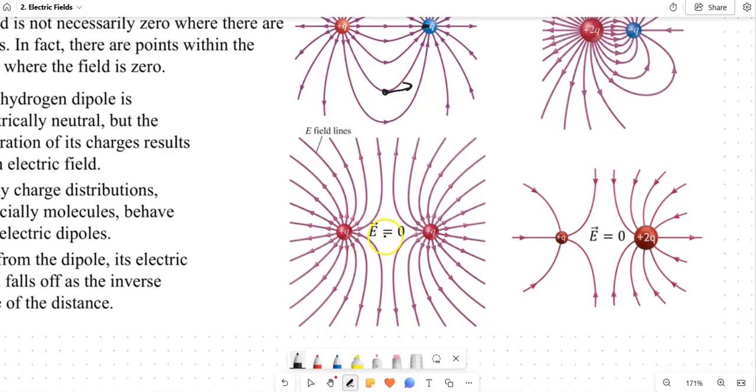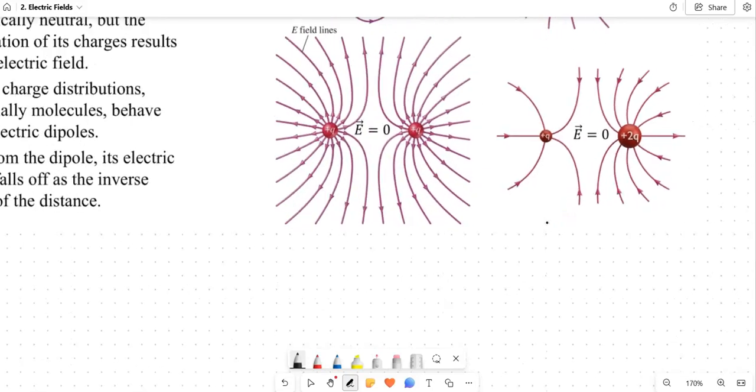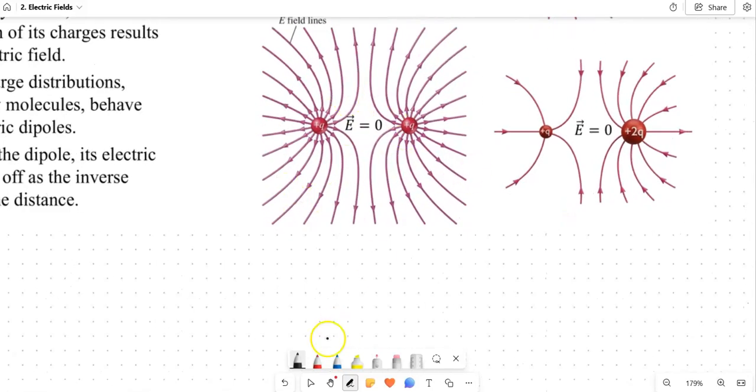Okay. Now, if you have like charges, for example, two positives, in between them the electric field is going to be 0. Okay. And again, this is what the net electric field looks like. So here you have a positive Q. Its electric field is pointing away from it in all directions. And you have another positive Q pointing away from it in all directions.